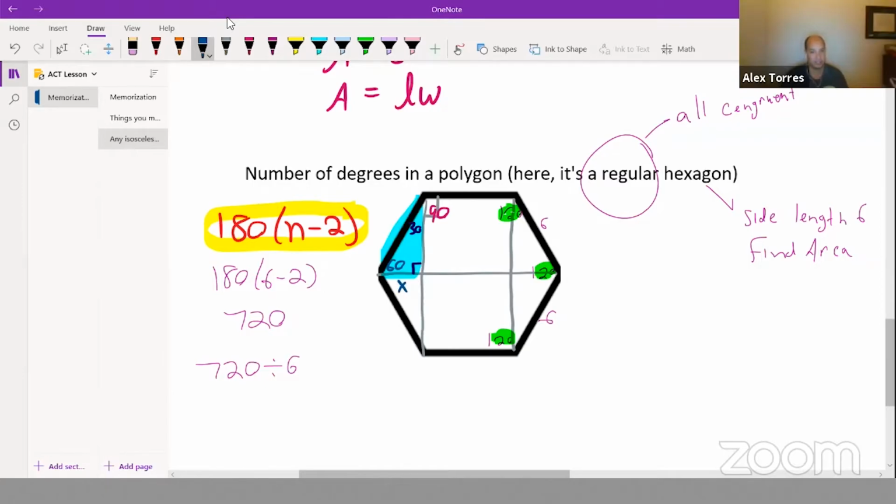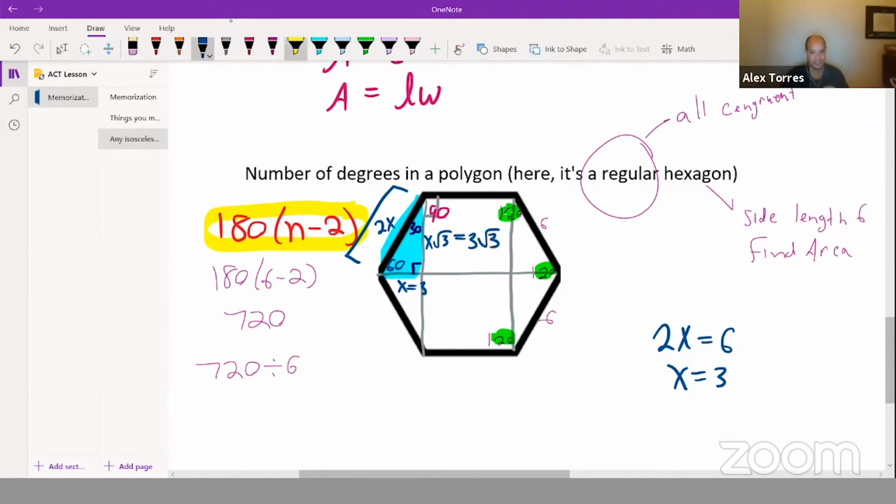Across from the 30 is the x, across from the 60 is the x root 3, and across from the 90-degree angle is the 2x. And the side length is 6, so 2x is the 6. Any of those hypotenuses of that type of triangle would be the side length right here of 6. So we just found out by dividing both sides by 2, x is 3. So we've got 3 here, and x root 3 is 3 root 3.